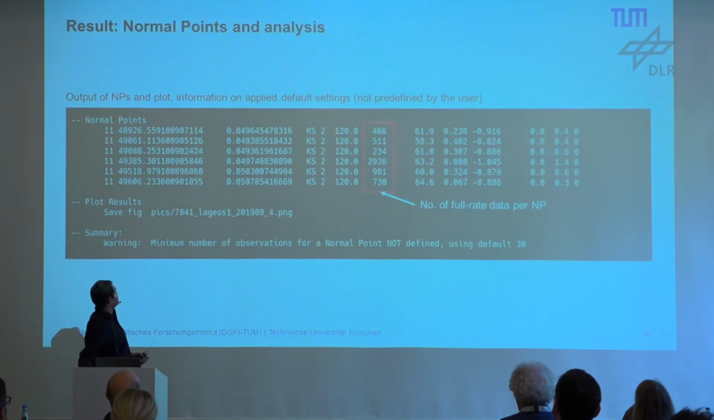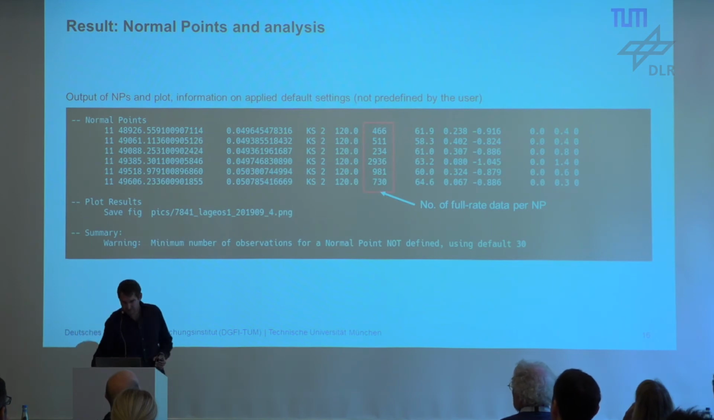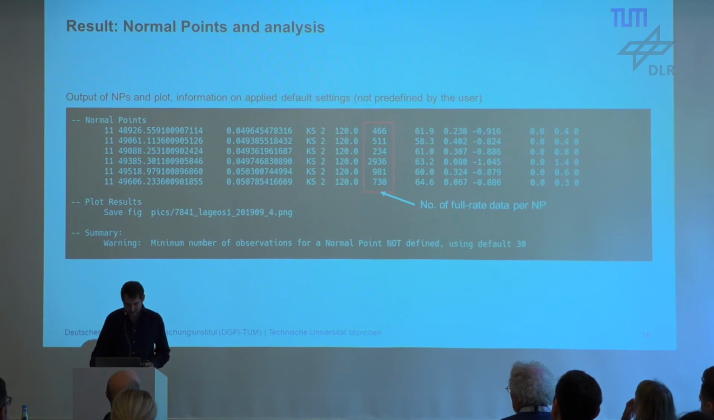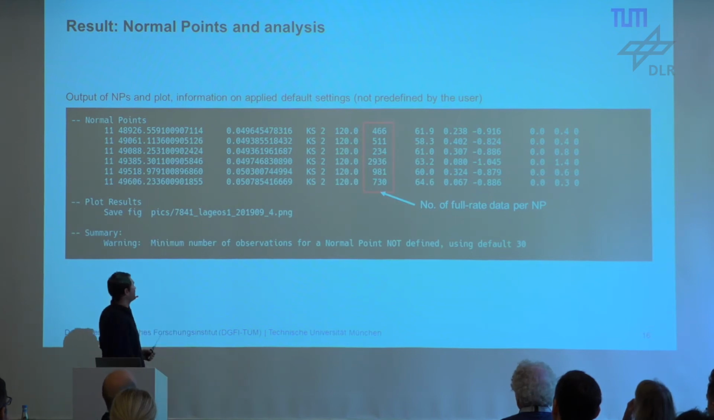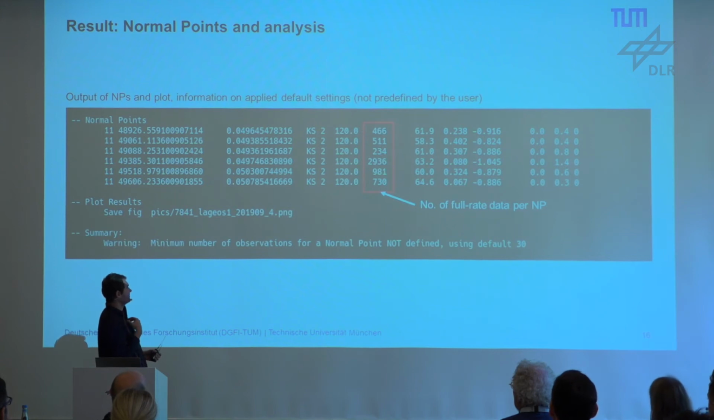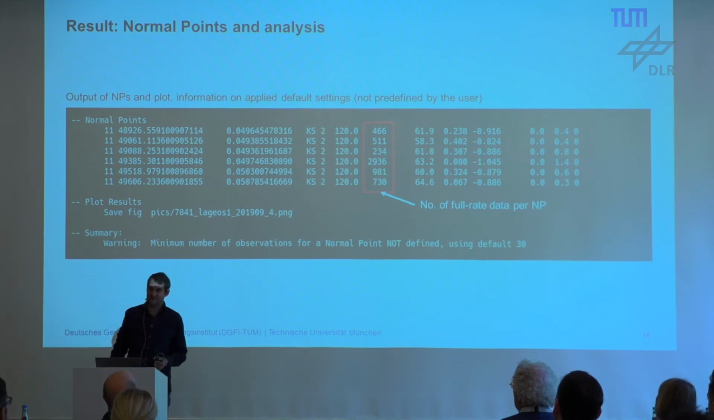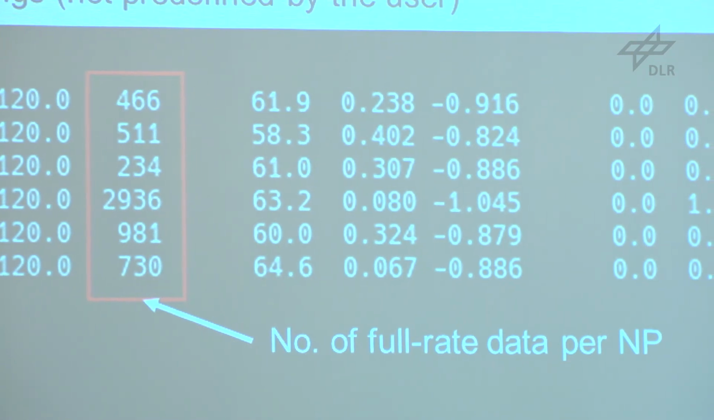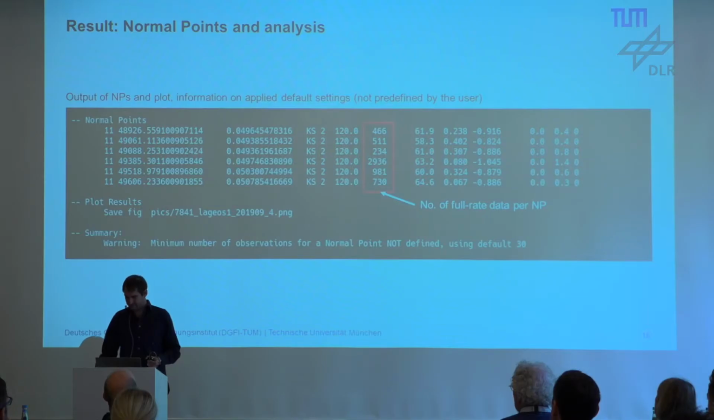So pass number 4 of Potsdam on the 14th of September contains, how much is it? 6 normal points. And now I put that red frame around this column because it gives you the number of full rate data contained in each normal point. And as you see, it's definitely more than 30, the minimum that the program uses as default.